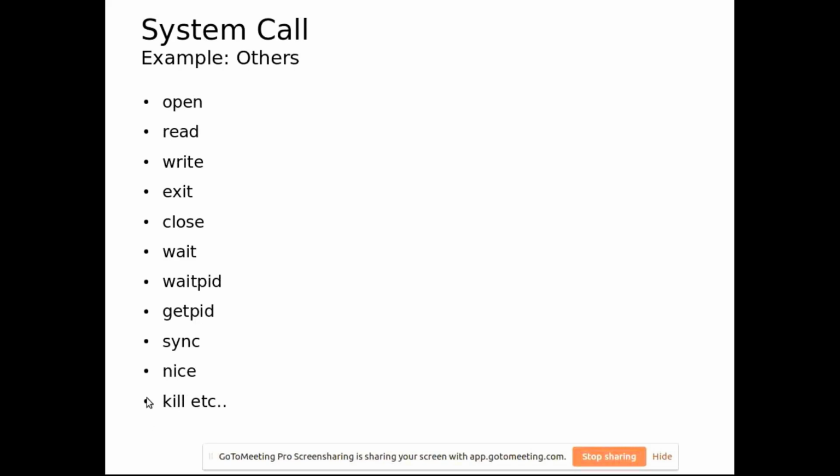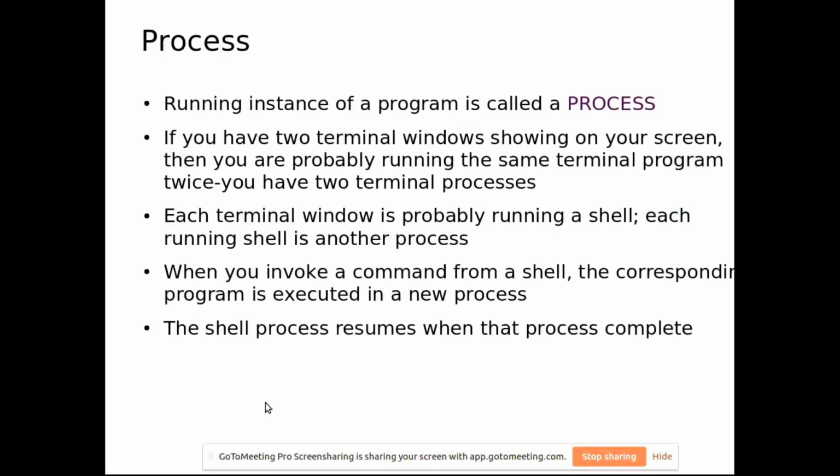So when you invoke a command from the shell, the program is executed in a new process. The shell process resumes when the process completes. So we have a difference between a process versus a program. A program is a passive entity, such as a file containing a list of instructions stored on a disk. A process is an active entity, with a program counter specifying the next instruction to execute and a set of associated resources. A program becomes a process when the executable file is loaded onto the main memory.